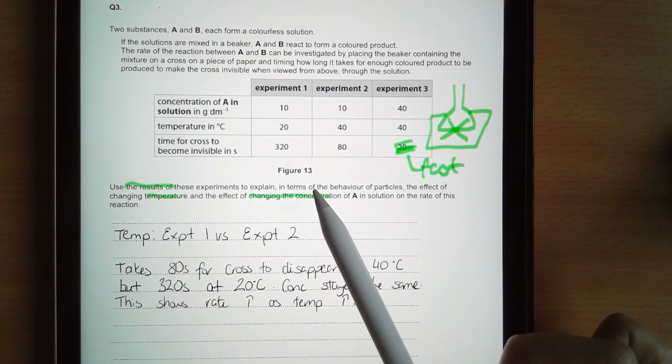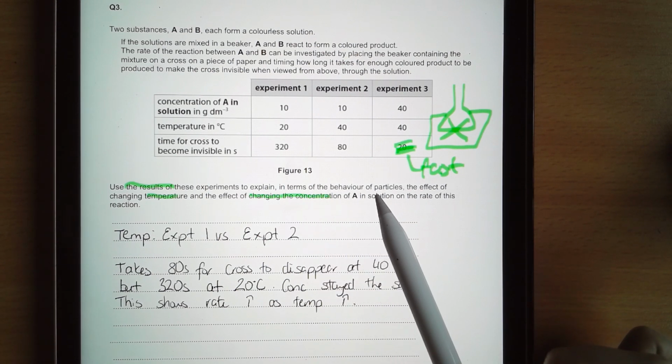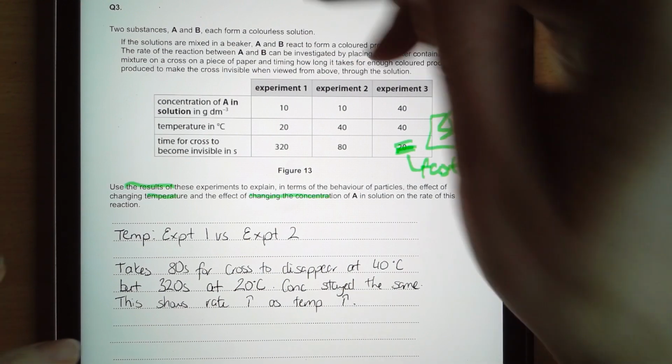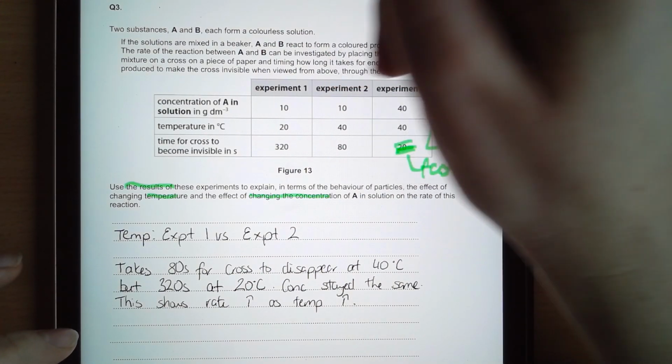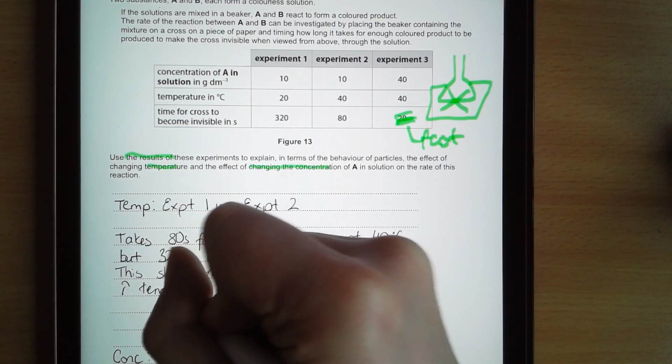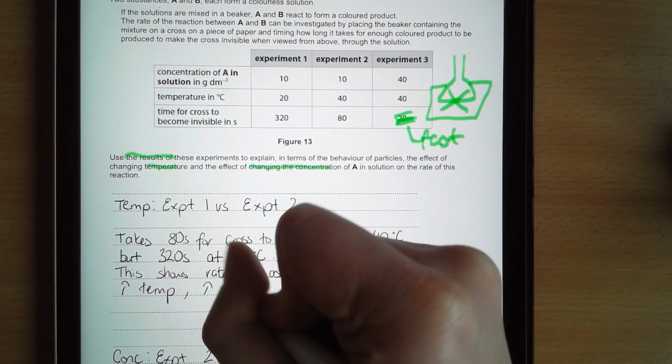Now I do then have to explain that in terms of particles, which I didn't write out, but you would have to. So why does temperature cause an increase in the rate of reaction? To finish this off, you would have to say an increase in temperature increases the kinetic energy.